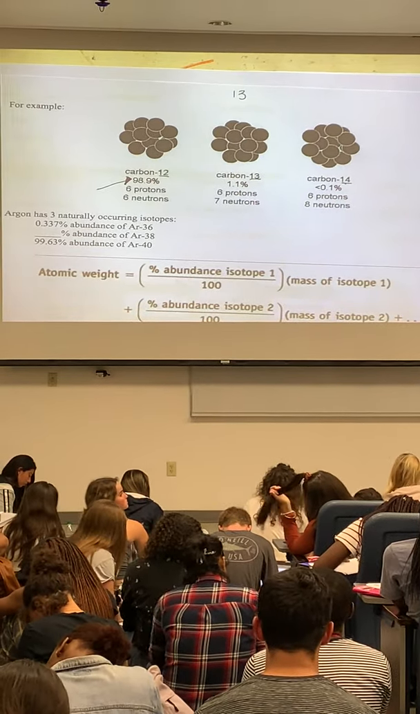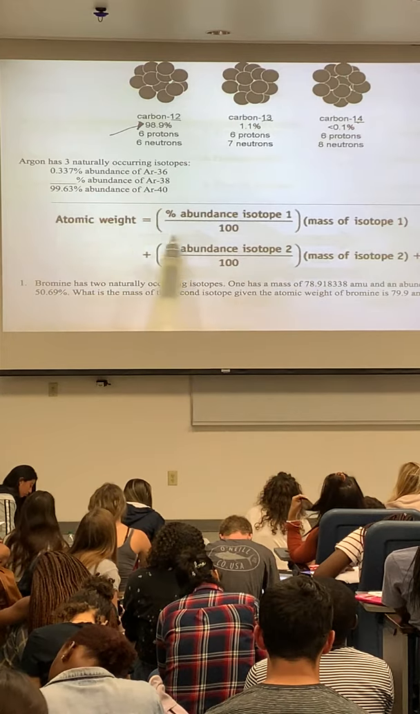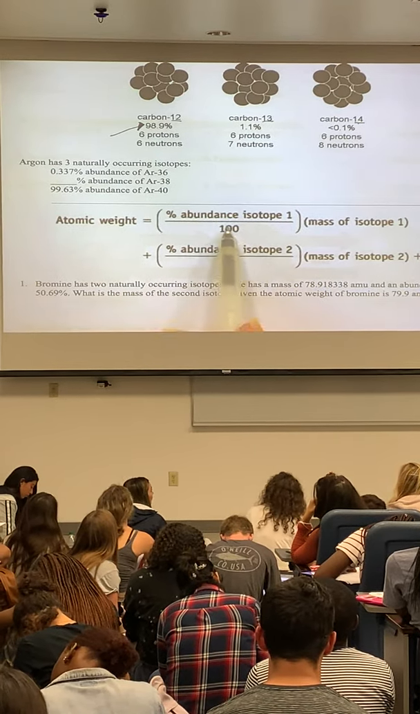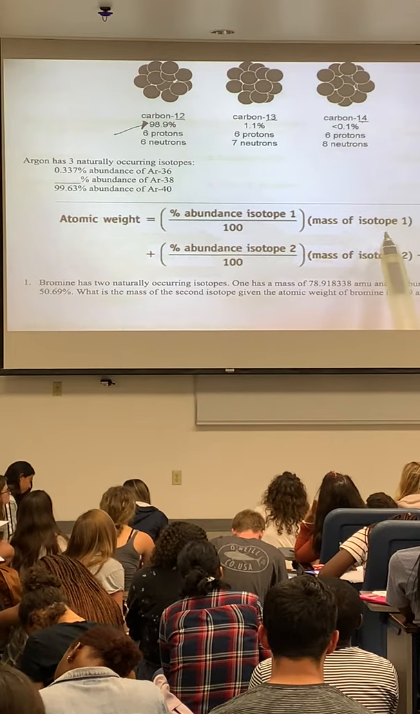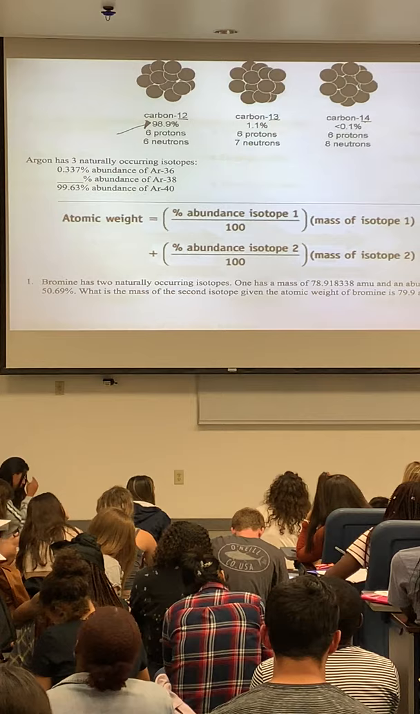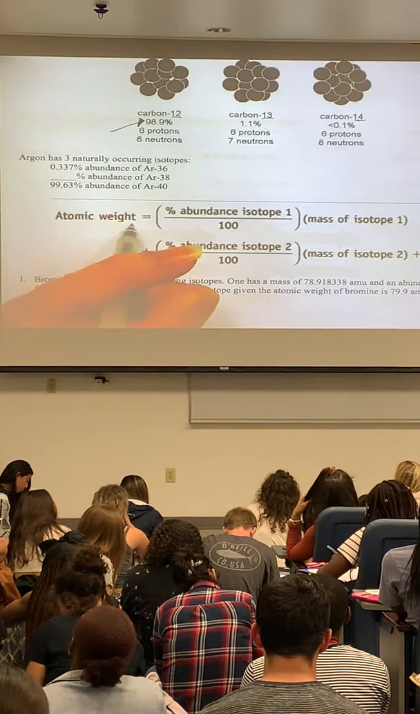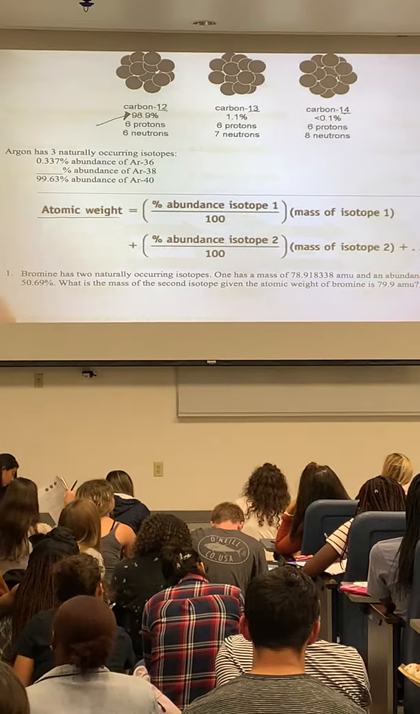The way we calculate weighted averages here, you always multiply the percent over 100, we have to convert them to decimals, times the mass of that isotope, plus the next isotope, plus the isotope after that. So we're basically just finding the average atomic weight by taking the proportion that each one contributes and adding them together.